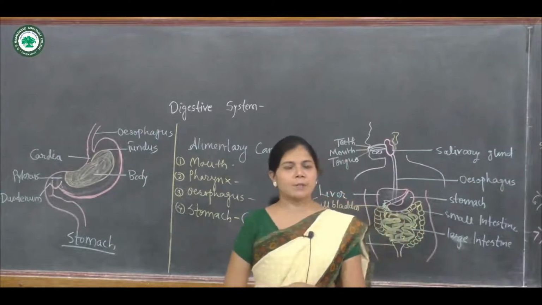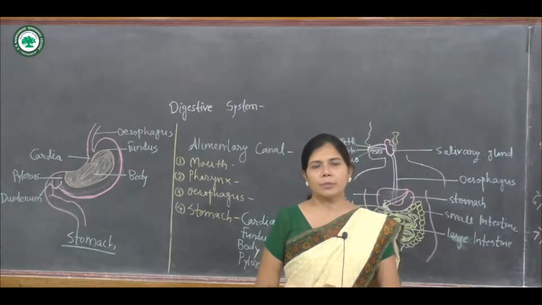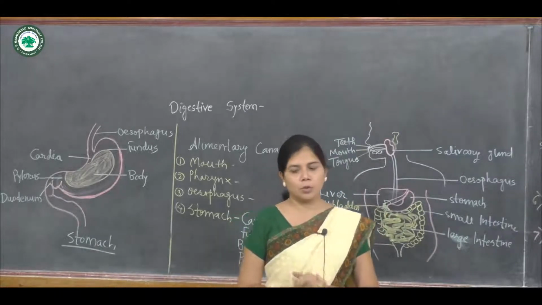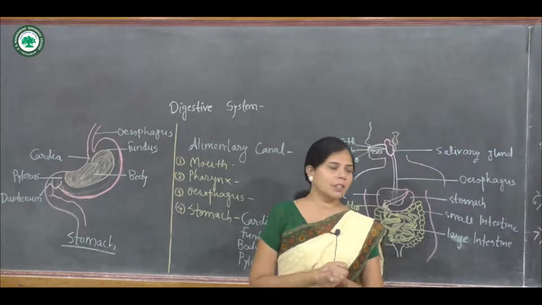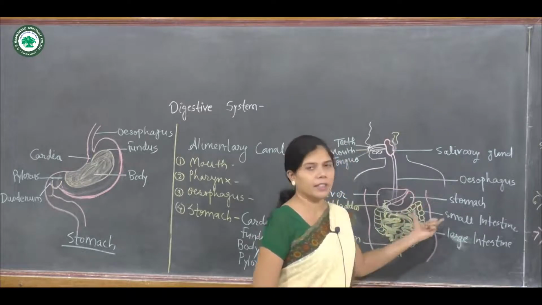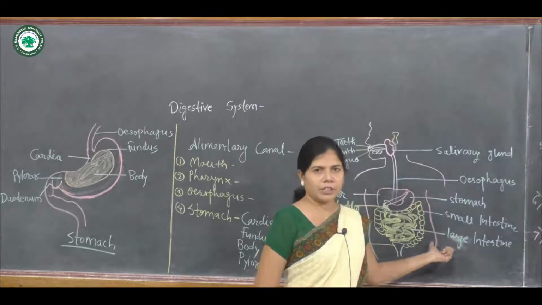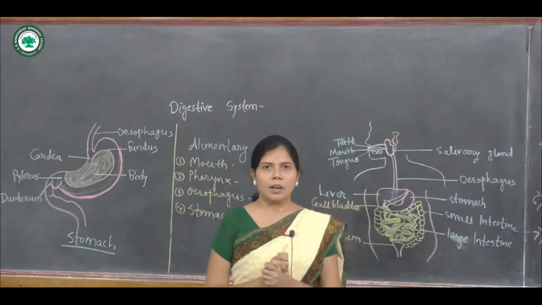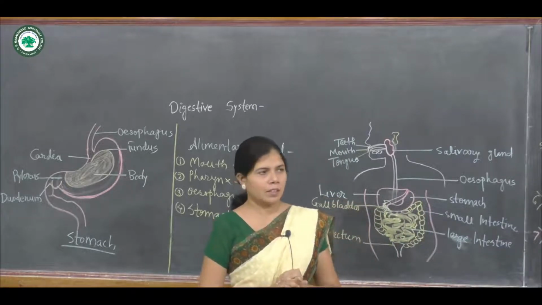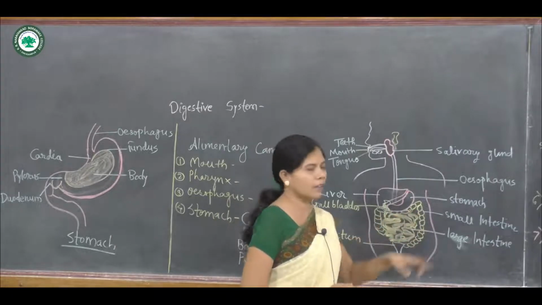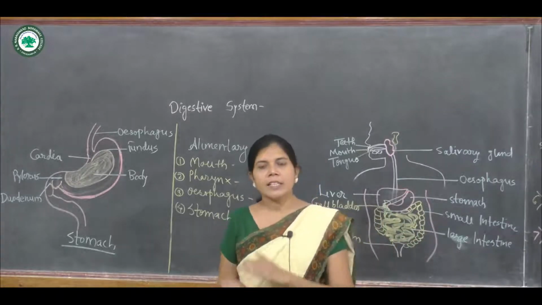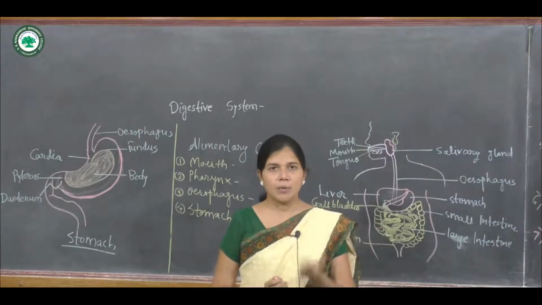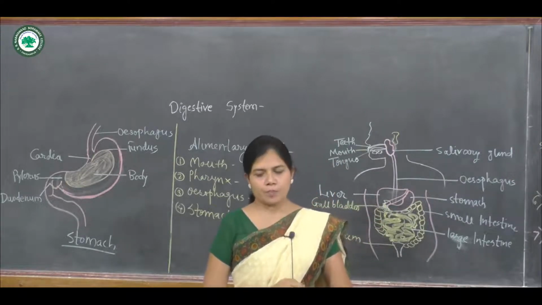The small intestine is about 6 meters long, and its diameter is 2.5 centimeters. It is a broad tube which is coiled within the abdominal cavity. The coils are held together by the mesenteries, which also support the blood vessels, lymph vessels and nerves.